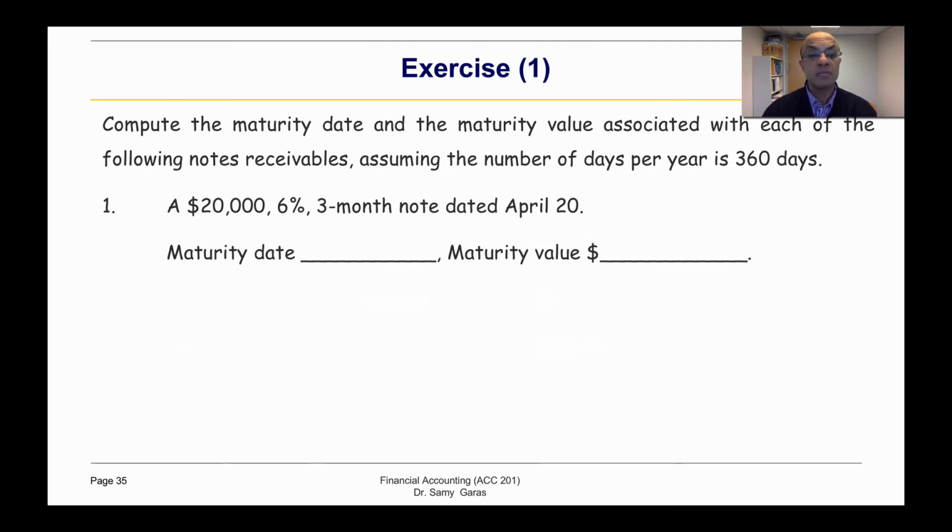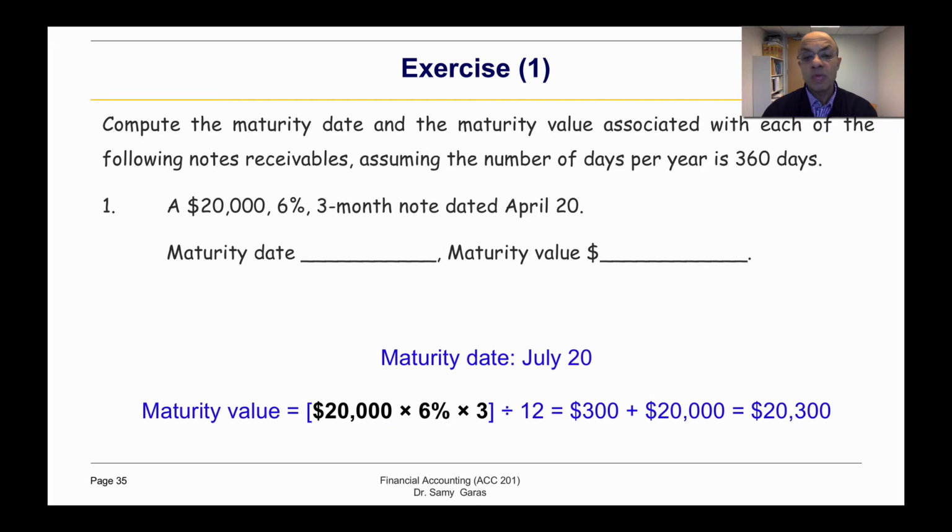Because we calculate it on a monthly basis, we multiply the amount 20,000 times 6% times 3 over 12. And we get the interest of 300, so the maturity value is 20,300. And of course, the maturity date is going to be July 20.